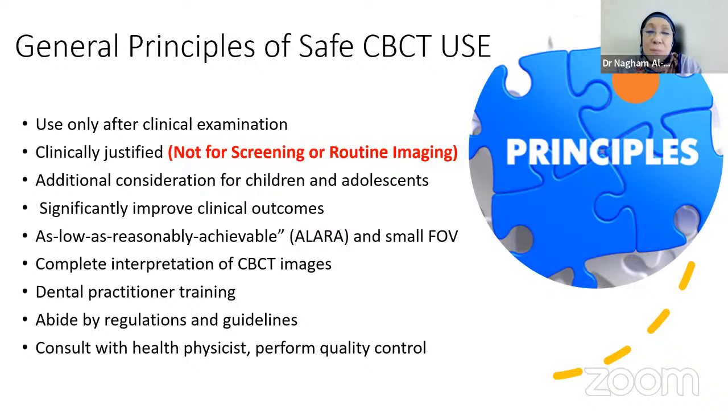The other principle from all guidelines is to consult with a health physicist. This is particularly important if the machine is an in-house machine in your clinic. You cannot just install the machine and leave it. You need regular checking and standardization by a health physicist, and you need to perform quality control periodically.